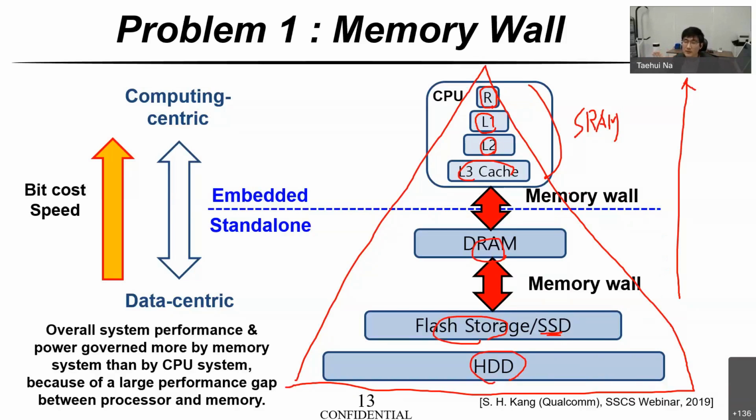If you think about IoT devices, the computing data need to be transferred from the CPU to the flash storage through the DRAM. However, unfortunately, in the current memory system there is a big performance gap between the CPU and DRAM, and between DRAM and flash storage. So it is very inefficient, and the overall system performance and power is now governed by the memory system rather than the CPU system. So how can we overcome this problem? The simple way is to add more layers by using another class of memory. However, this remedy is generally very expensive, so it is not practical.